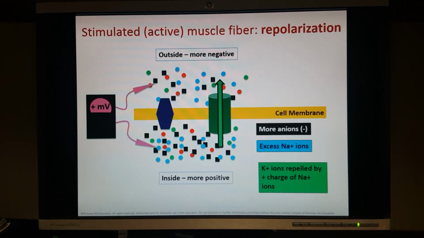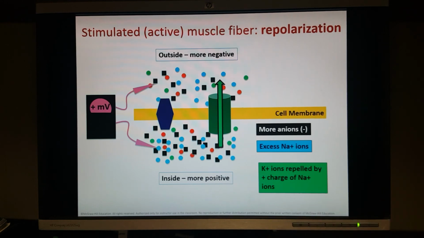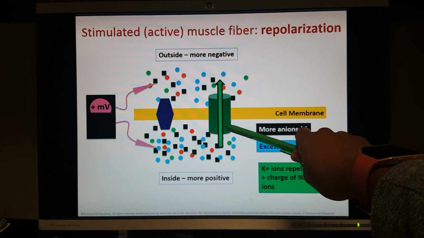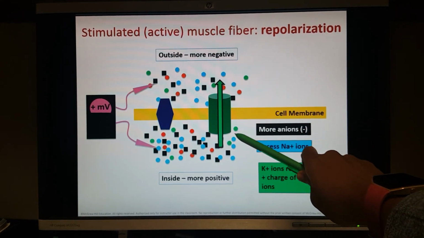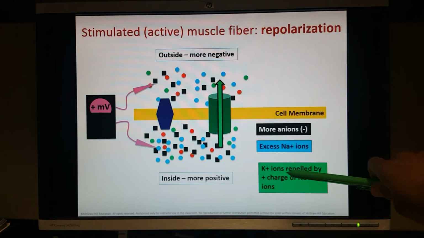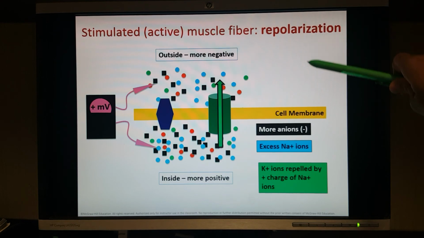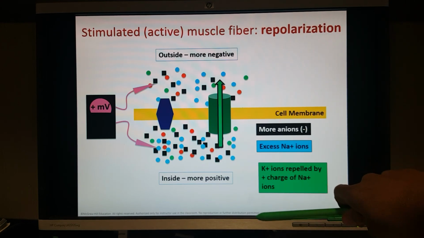Okay, so during repolarization, you have an excess of sodium ions on the inside of the cell, so our little blue dots here. You still have an excess of potassium ions on the inside of the cell because your potassium voltage-gated ion channels are about to open, so that's the top of the peak for your action potential. So think of depolarization as one part of the peak, repolarization as the other part of the peak.